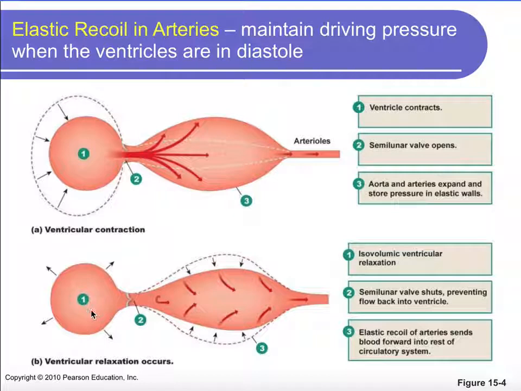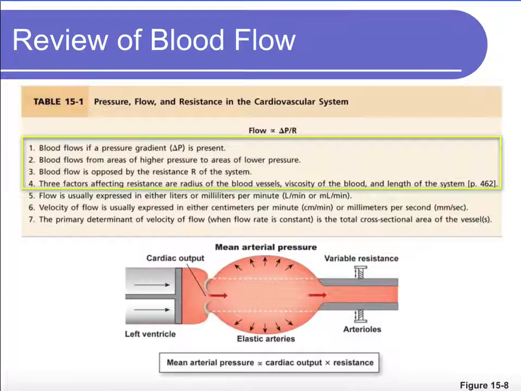When your ventricles relax, that aortic valve shuts. The reason blood is able to continue to flow is because this recoil of our elastic arteries, when our heart is in diastole, maintains enough pressure to keep blood constantly flowing. So that recoil is important. And the ability to stretch is important. And as we lose the ability to stretch, and as our arteries become stiffer, that's how you get high blood pressure.